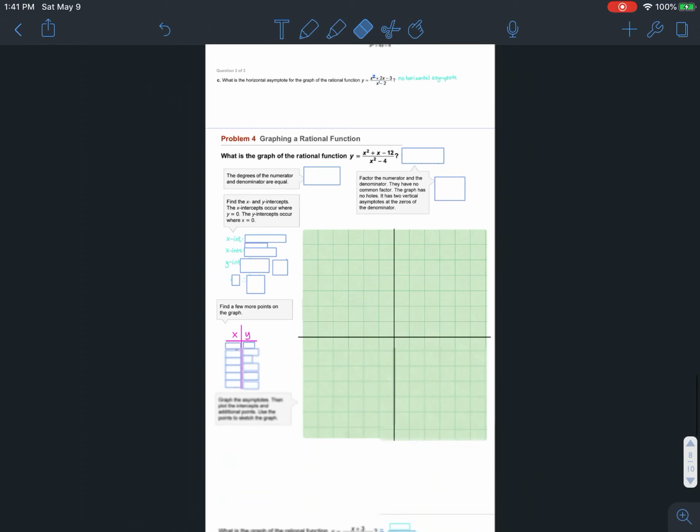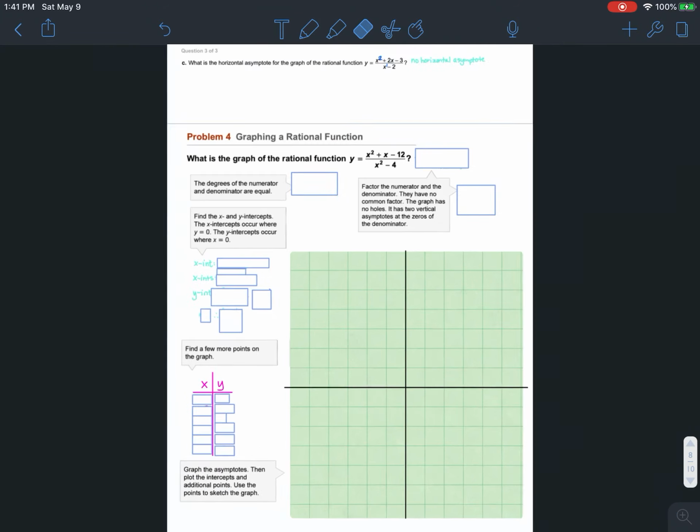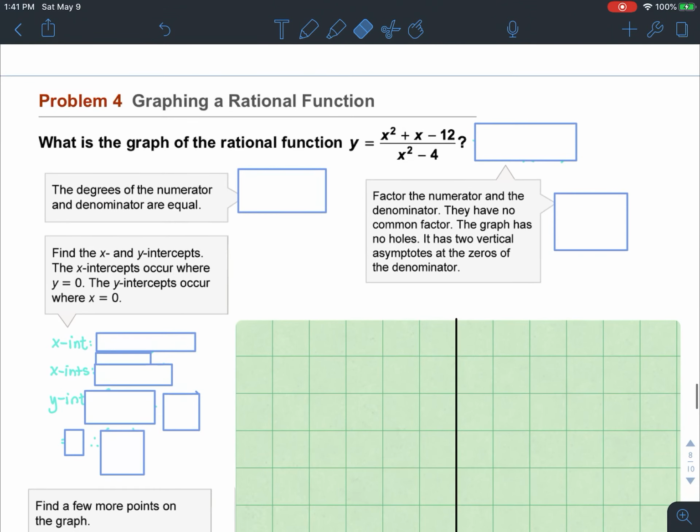So here we go. If you'll notice, this is an entire page because that's the amount of work it takes to graph a rational function. Just the way it is. Hey, you get fewer of them.